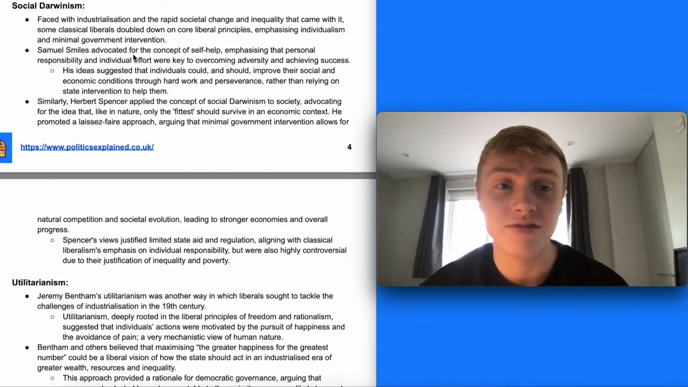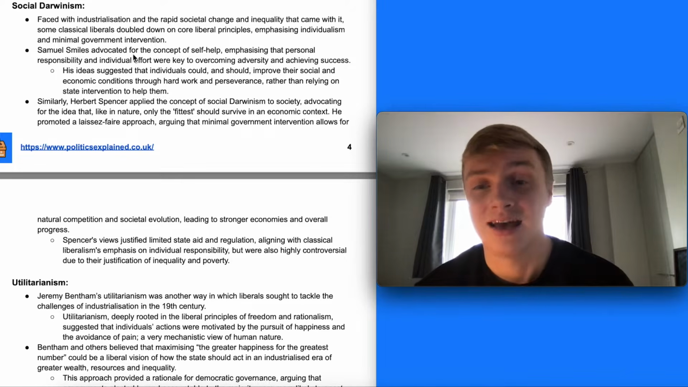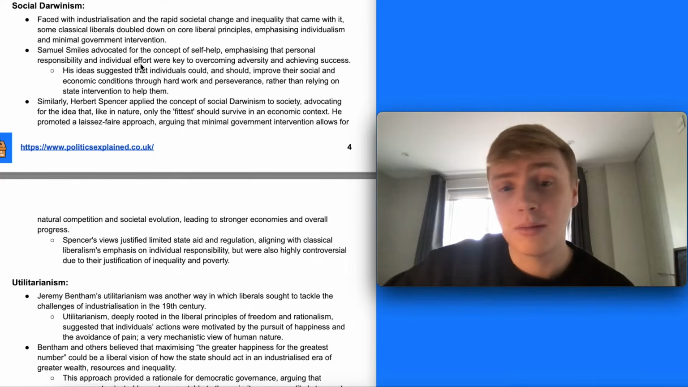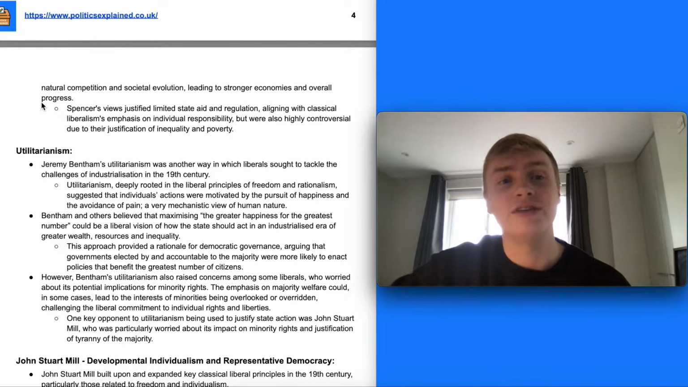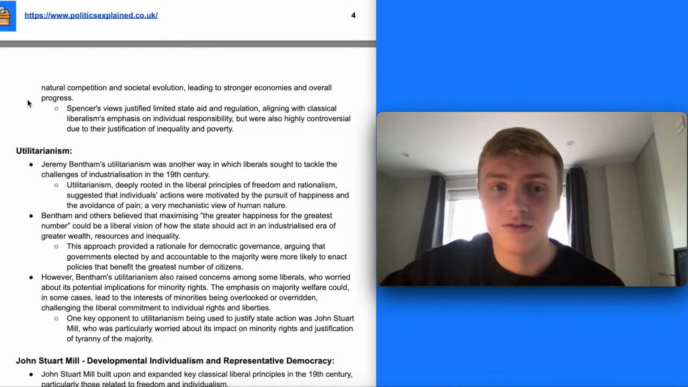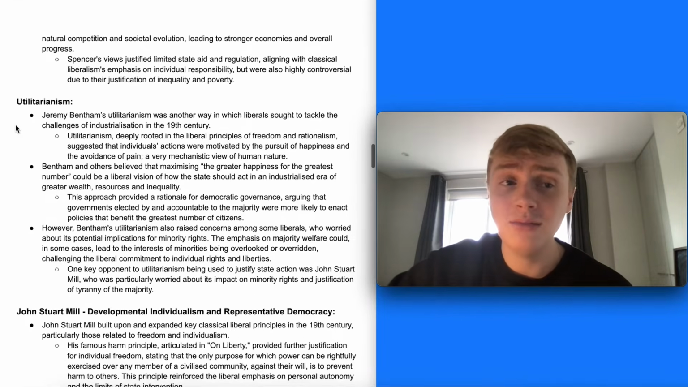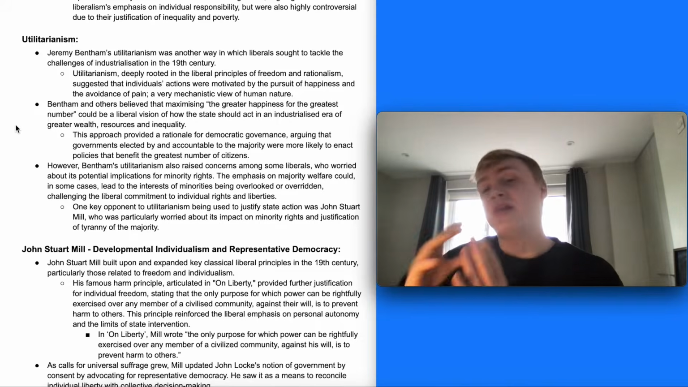So promoting a laissez-faire approach, arguing that minimal state intervention allows for natural competition and societal evolution, and effectively those who weren't the strongest would just fall by the wayside, and he saw that as how it should happen, rather than the state stepping in to help people and prevent them from falling into poverty. And again, you see both of these thinkers were really writing from quite a privileged perspective, and you see that in their thought as well. So his views really justified limited state aid and regulation, and aligned with this classical liberal emphasis on individual responsibility.